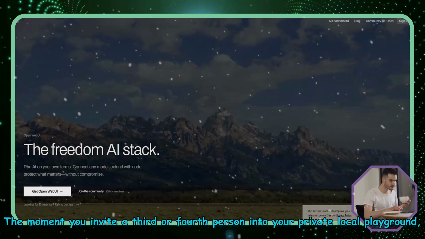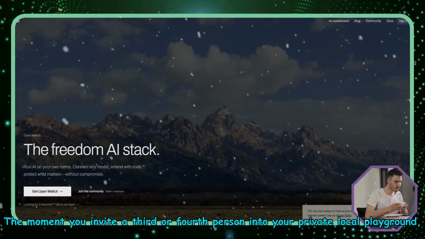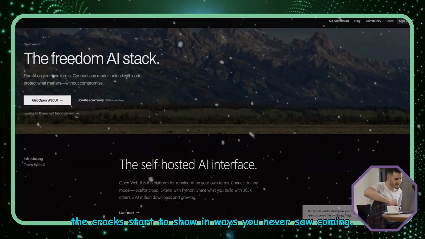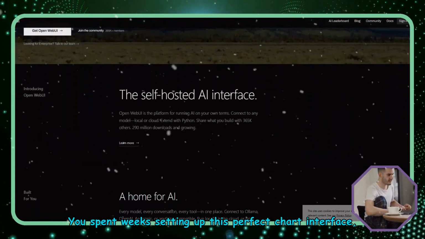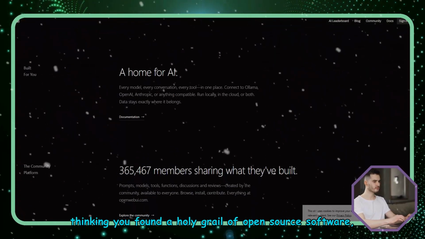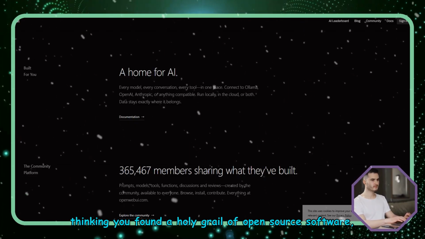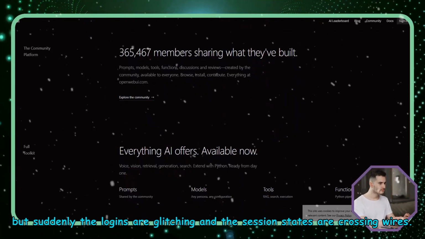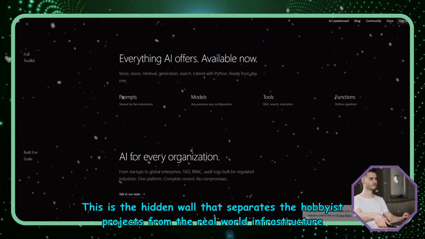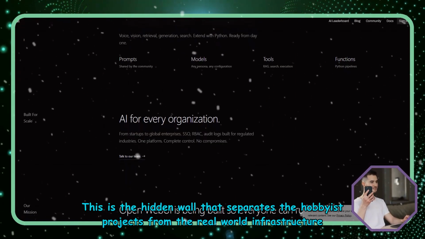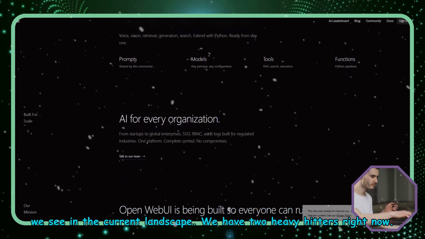The moment you invite a third or fourth person into your private local playground, the cracks start to show in ways you never saw coming. You spent weeks setting up this perfect chat interface, thinking you found the holy grail of open source software, but suddenly the logins are glitching and the session states are crossing wires. This is the hidden wall that separates the hobbyist project from the real-world infrastructure we see in the current landscape.